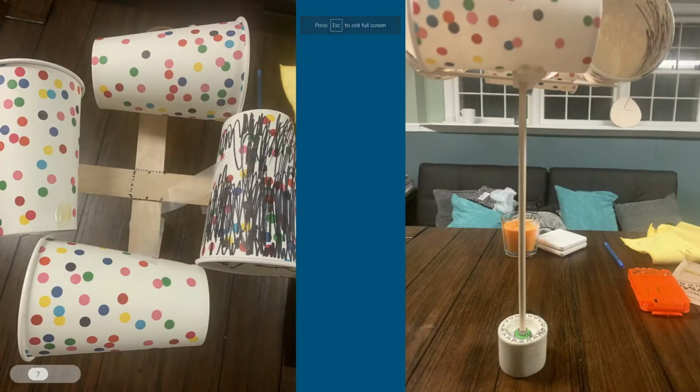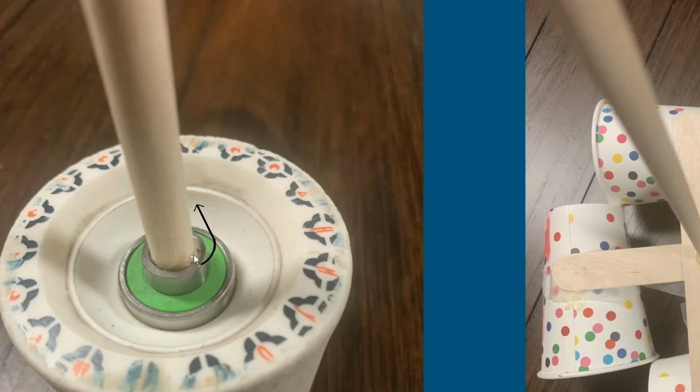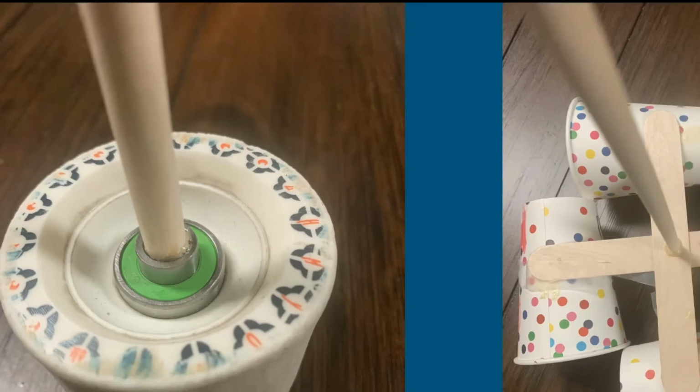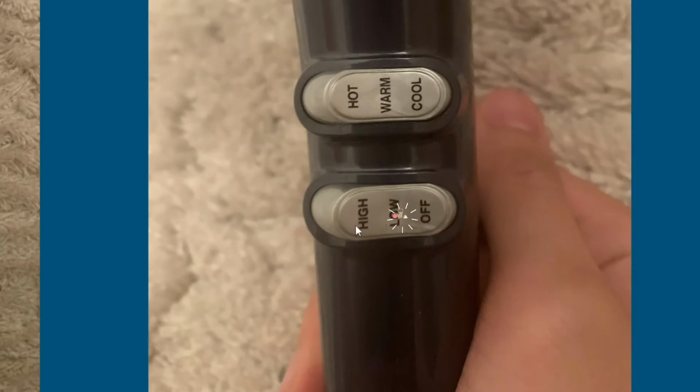These are more images of the nanometer that I built utilizing the materials listed before. As you can see, the ball bearing is hot glued to the stick, which is creating the rotational motion part of this lab. The Infinity Pro Conair hairdryer was utilized in this lab to create the force to push the cups, causing the rotations. This hairdryer is equipped with low and high settings, causing different forces acting on the nanometer.